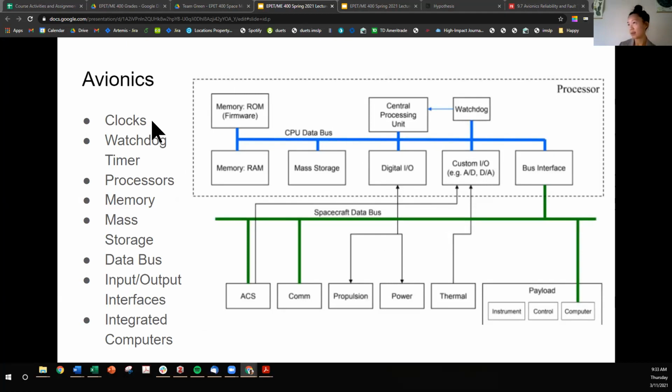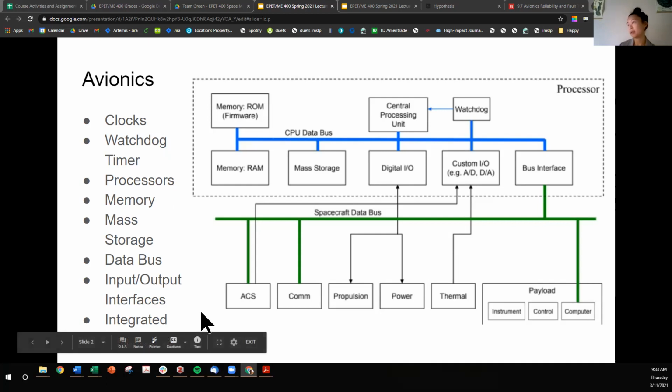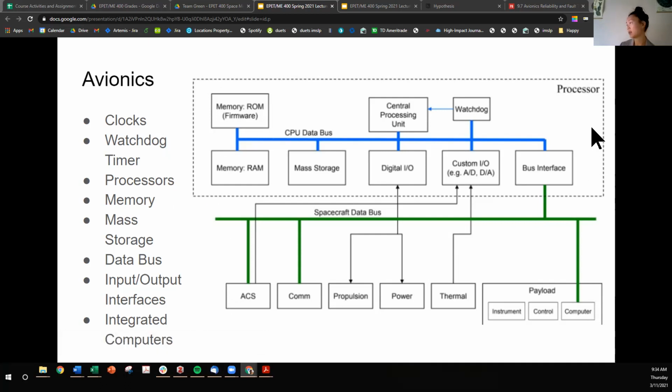You'll see in here that the components listed are clocks, watchdog timers, processors, memory, mass storage, data bus, input-output interfaces, and then we'll conclude with integrated computers. So we'll talk about each of these components that you'll see included in a command and data handling system.